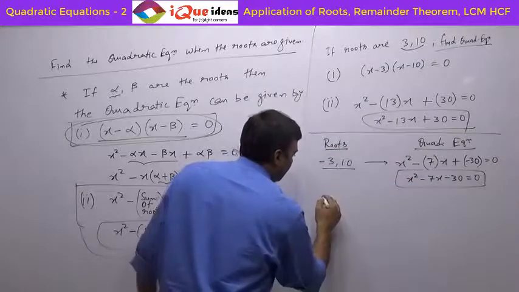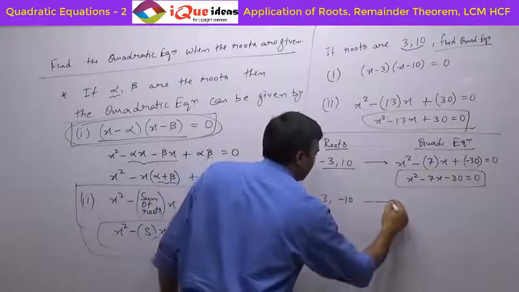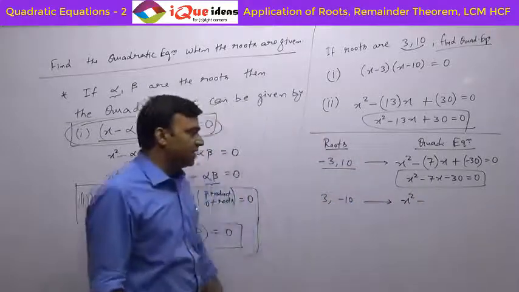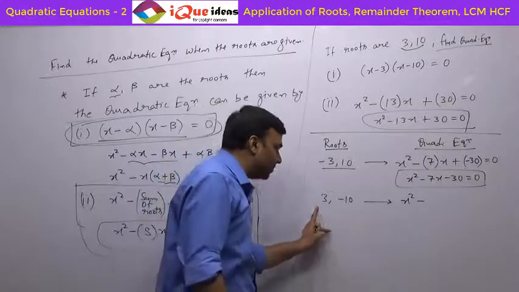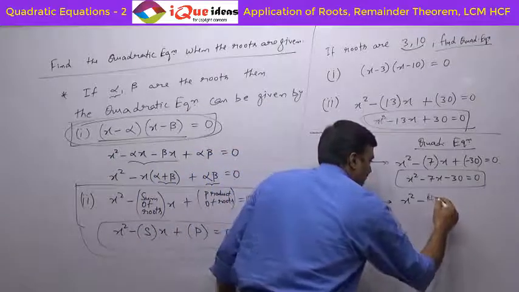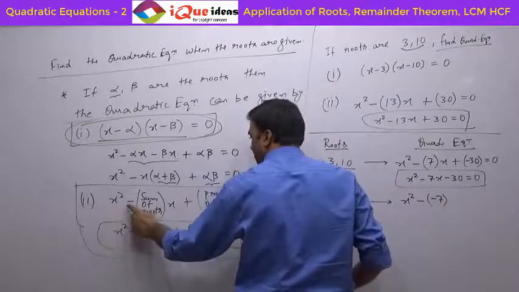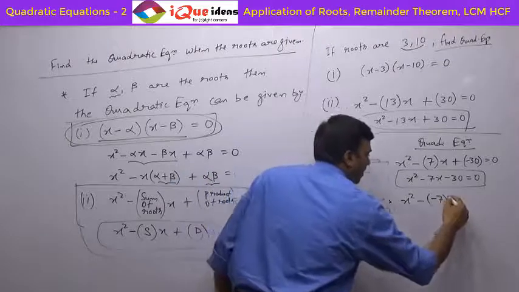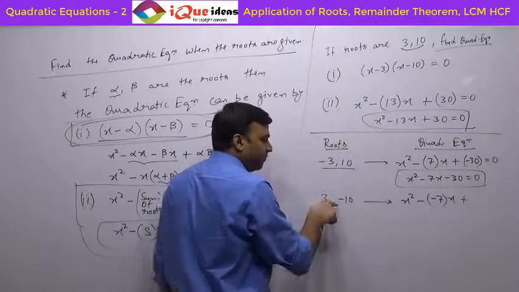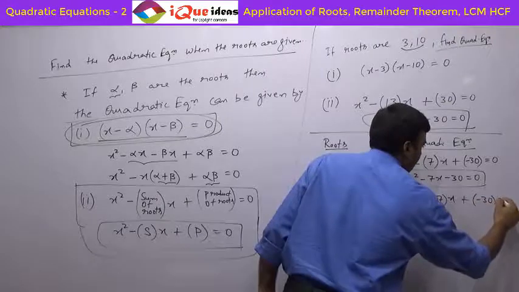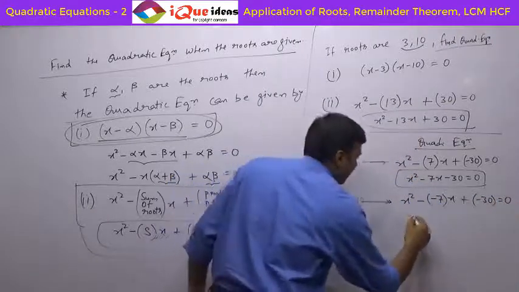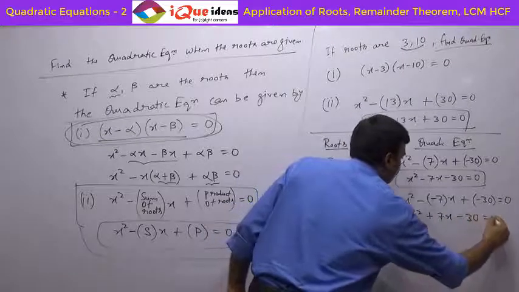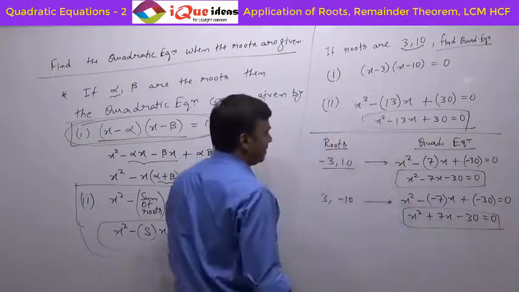Similarly, what if we have the roots as 3 and minus 10? What will be the equation in this case? It will be x square minus the sum of 3 and minus 10. The sum of 3 and minus 10 is minus 7, so inside it is minus 7. Look at this: it is x square minus sum of roots, so whatever the sum of roots is, here minus 7, into x, plus the product of 3 and minus 10, which is minus 30, equal to 0. So this gives us x square plus 7x minus 30 equal to 0. Alright, let's take another one.